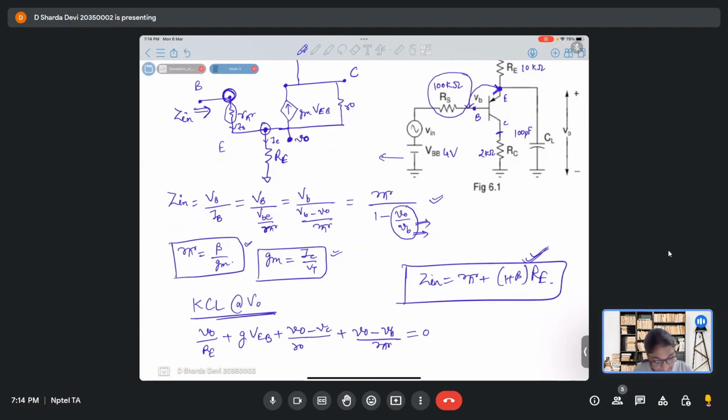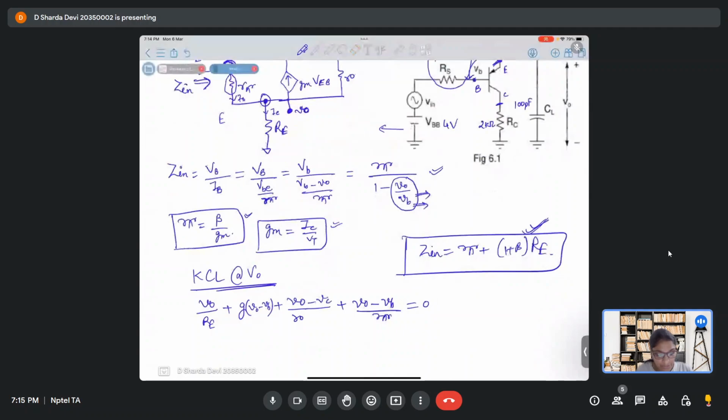VEB को भी I'll change it. VEB को we can write it as V naught minus VB, right? So all the things are in similar terms. So it's V naught by Re, GM V naught minus VB, V naught minus VC by R naught, and V naught minus VB by R pi. This is correct? This is KCL at V naught.